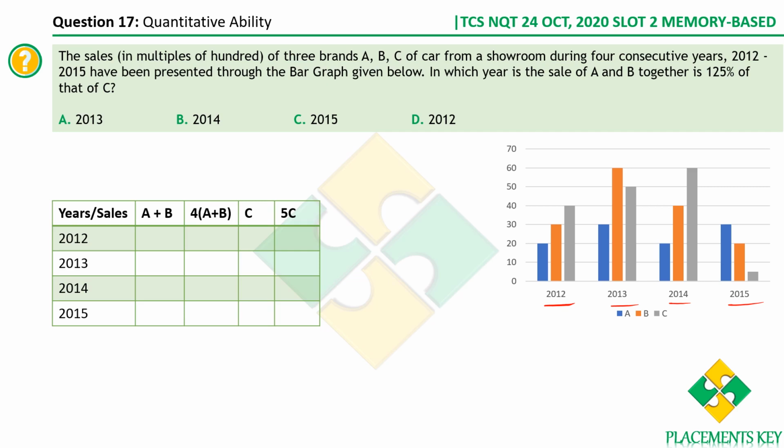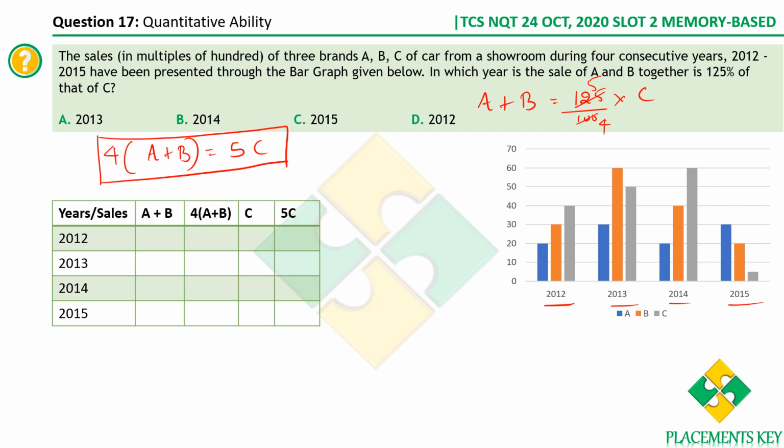Now in which year is the sale of A and B supposed to be 125% of that of C? Effectively, 125 over 100 is 5 over 4. So if you transpose this, we get 4 times (A plus B) should be equal to 5 times C. So we are supposed to check for which year this condition is satisfied.